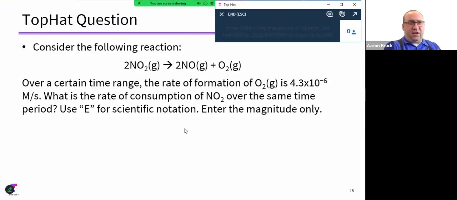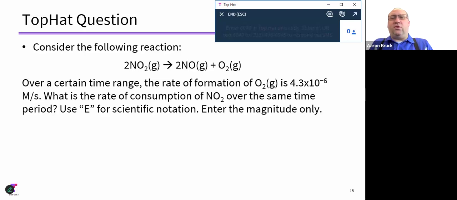So considering this reaction, we've got nitrogen dioxide decomposing into nitrogen monoxide and oxygen. We're told that over a time range, the rate of formation of oxygen is 4.3 times 10 to the negative 6th molar per second. What is the rate of consumption or disappearance for nitrogen dioxide over that same time period? You are probably going to have to use scientific notation. Make sure that you use the capital E to input that instead of trying to type in the times 10 to the.